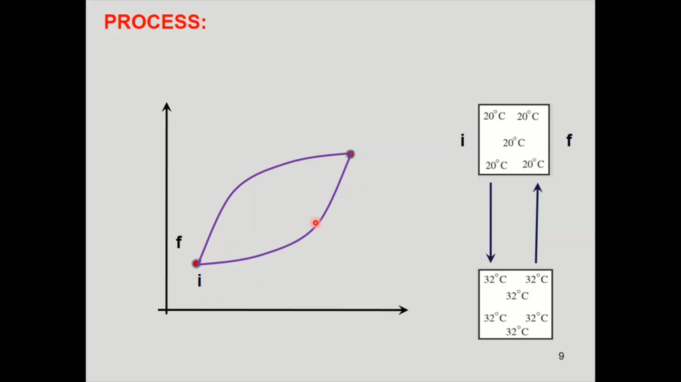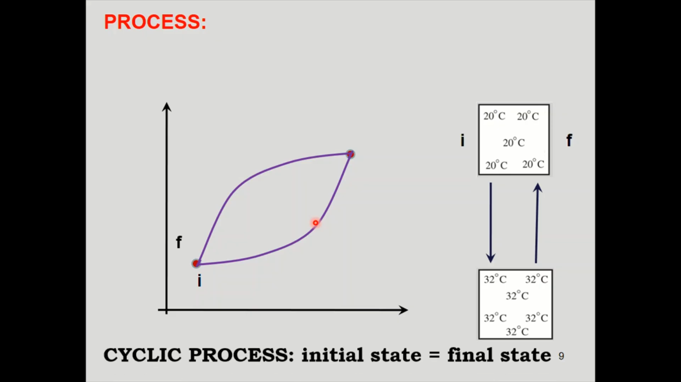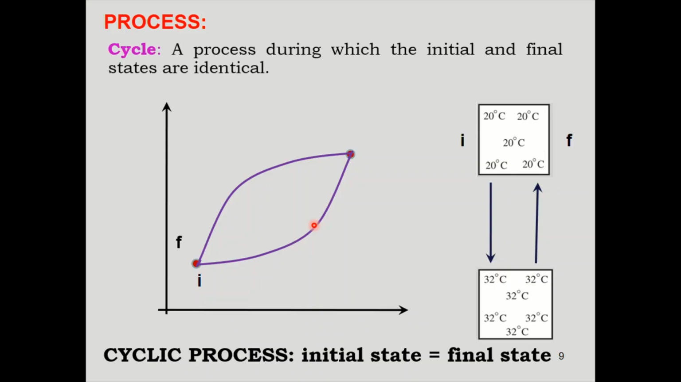Understood? This process is known as a cyclic process, where initial state and final state are the same. Understood? That is a cyclic process. Though this diagram definitely does not look like a cycle, a circle. So it's a cyclic process when initial and final points are similar. Here it's defined.